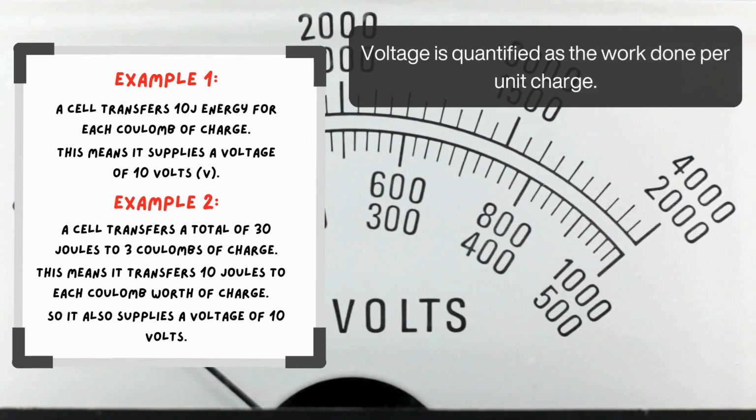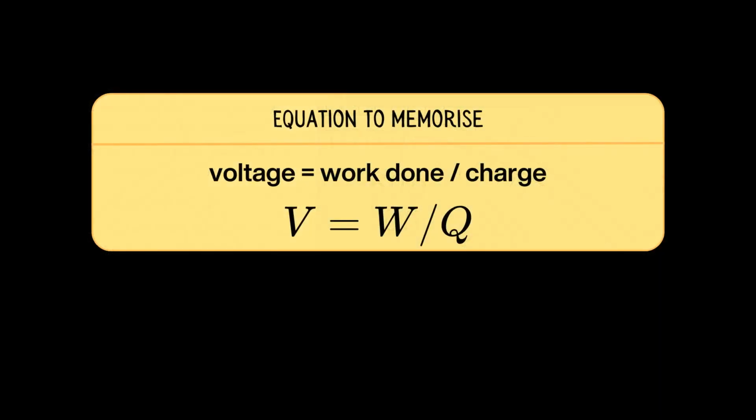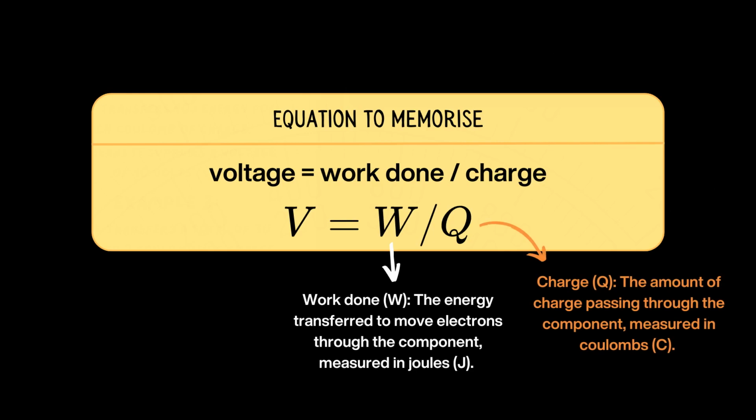Voltage is calculated by the formula: voltage equals work done divided by charge. In symbols, this is V equals W over Q. Work done is the energy transferred to move electrons through the component and is measured in joules. Charge refers to the amount of charge passing through the component and is measured in coulombs. Voltage is measured in volts.